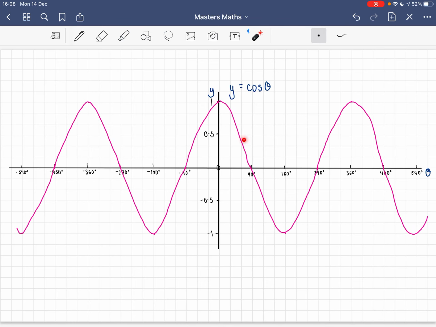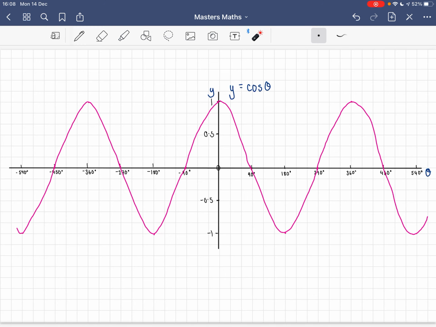But it starts at 1, it goes down, it crosses the x-axis at 90, it comes back up after an interval of 180. So between 90 and 270 is 180, and then it goes back up to where we started again, and then we repeat the same shape, the same wave, the same size all the way across, and of course we continue it in the negative direction as well.